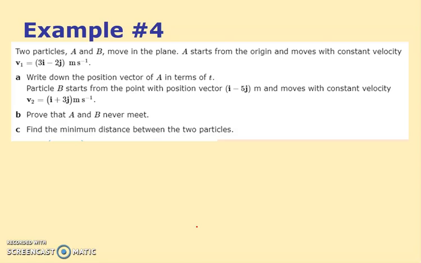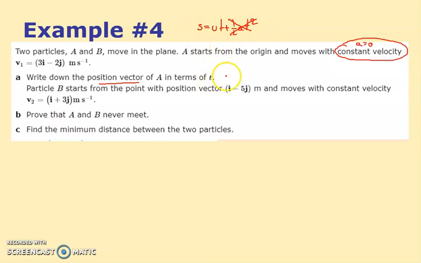Okay, next question, the last question. Whether or not I'll finish on that, I don't know. Two particles, A and B, move in a plane. A starts from the origin with constant velocity, v1 equals this. So if I want to find the position vector of A in terms of t, which is what it wants, usually I use the s equals ut plus a half at squared formula. But just to be aware, it says it's got constant velocity. Constant velocity means that a equals 0. So effectively all of that disappears, and I've just got s equals ut.